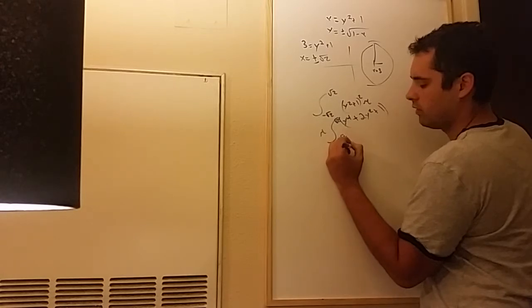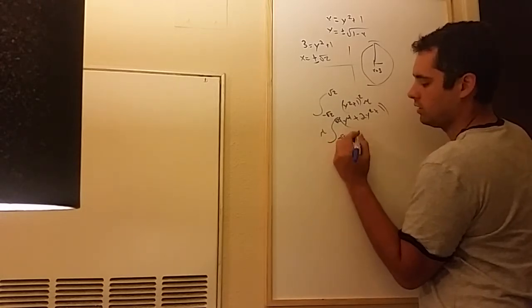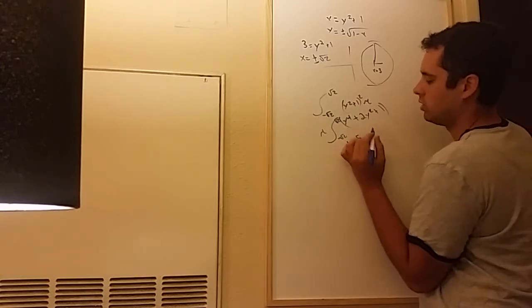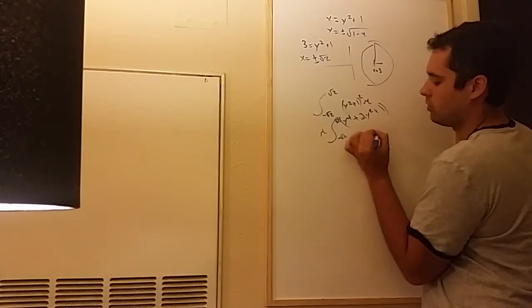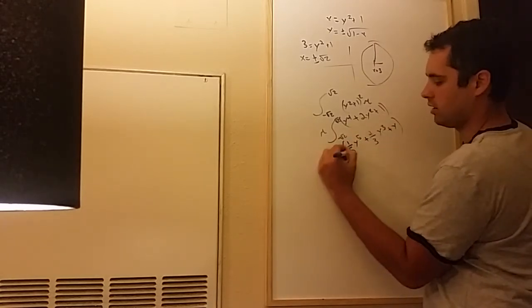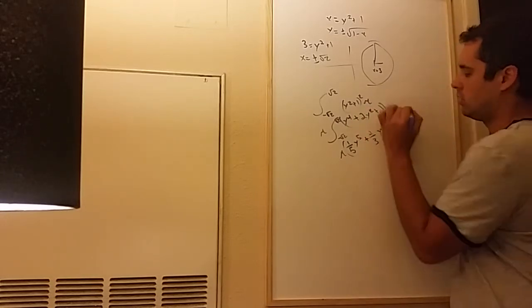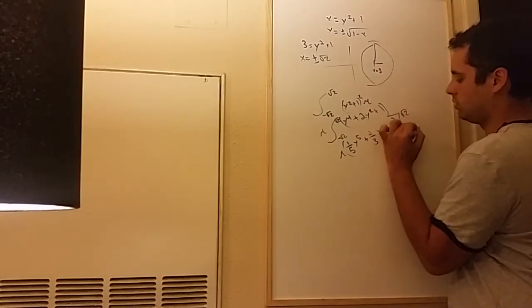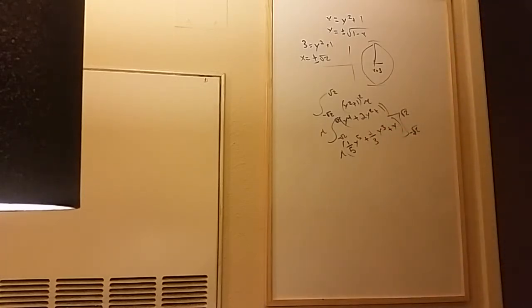1 over 5 y to the 5 plus 2 over 3 y to the 3 plus y, times pi, integral from square root of 2 to negative square root of 2. See how close I got there. y to the 5th over 5. Alrighty. Okay, looks like I messed up. Negative 4/3.